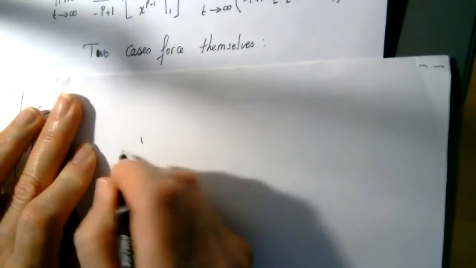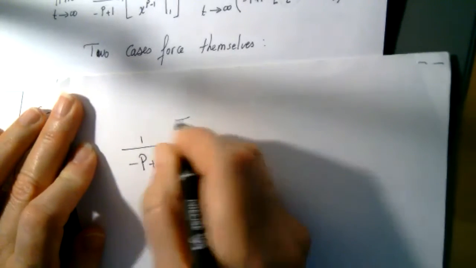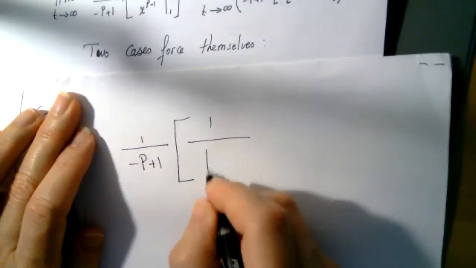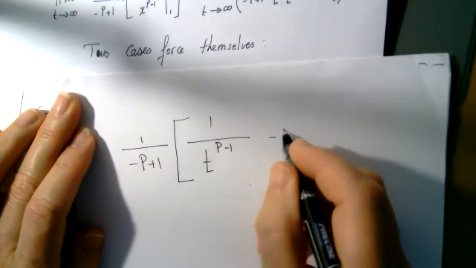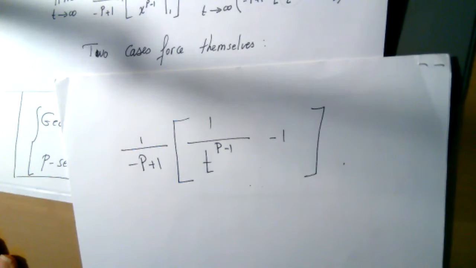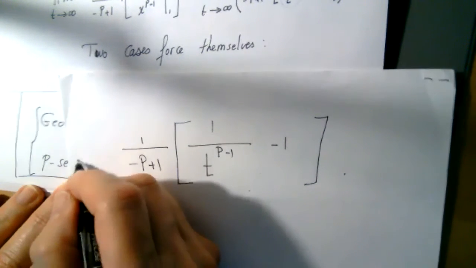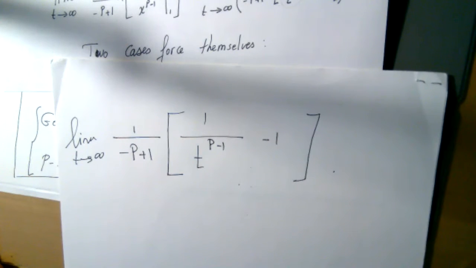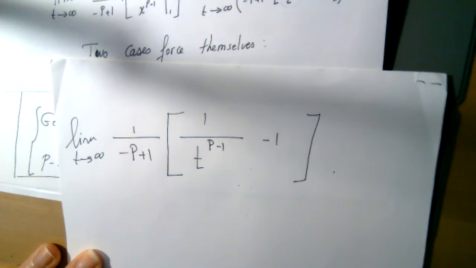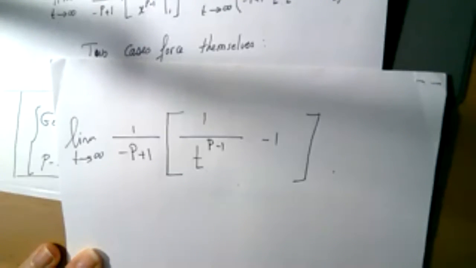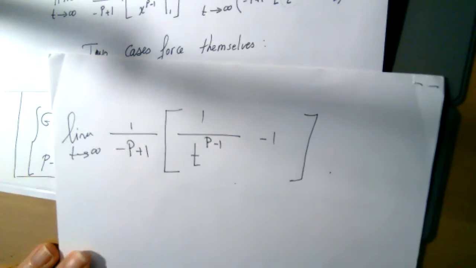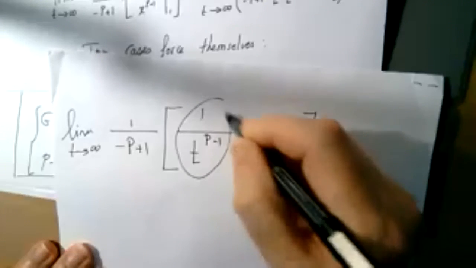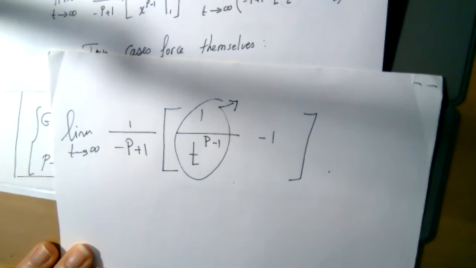So I've got the following: 1 over minus p plus 1, times 1 over t to the p minus 1, minus 1. Okay, and I want the limit of that as t goes to infinity. All right. Connor, I didn't understand what you said. Power. Okay. What happens as t goes to infinity to this piece? All right, everybody's telling me 0.